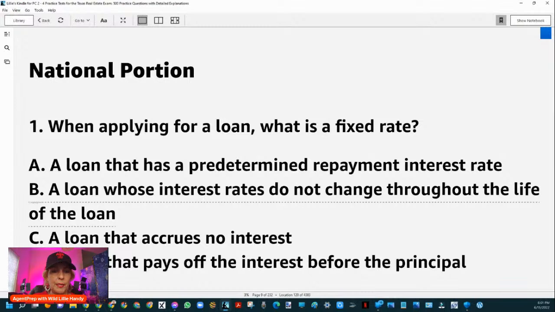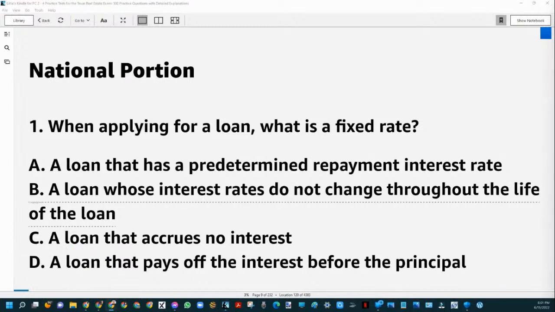We're going to be going a little bit faster today than normal, so remember to type your answer in the chat, the number and the letter. All right, when applying for a loan, what is a fixed rate? A, a loan that has a predetermined repayment interest rate. B, a loan whose interest rates do not change throughout the life of the loan. C, a loan that accrues no interest. Or D, a loan that pays off the interest before the principal.